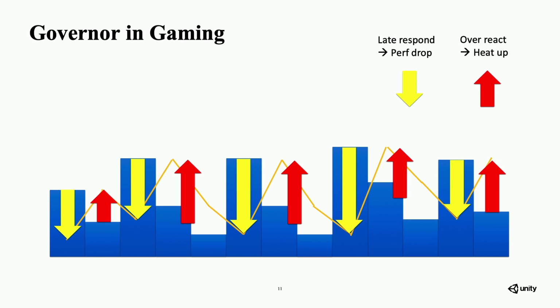Then every frame, there is some overreaction. So the frequency keeps increasing higher, which consumes a lot of power. That also hurts performance, and a heating problem will happen.